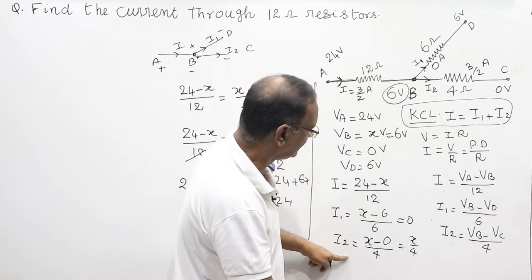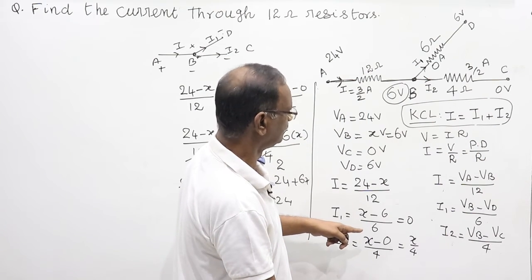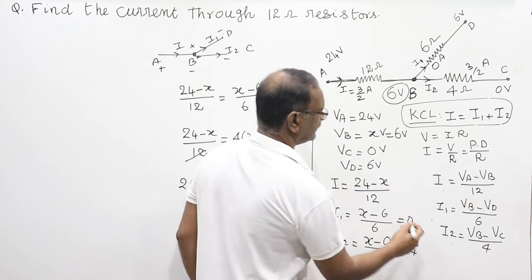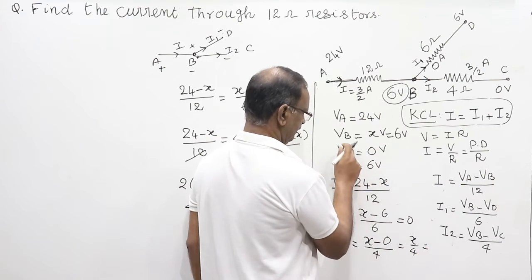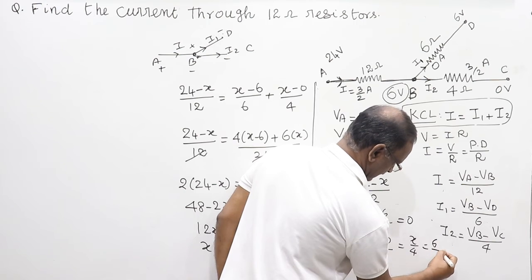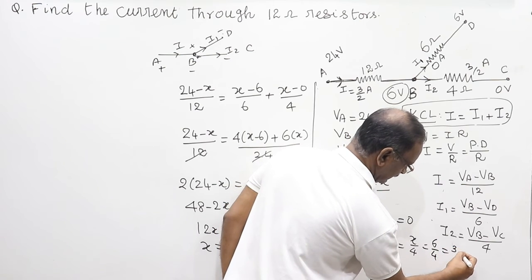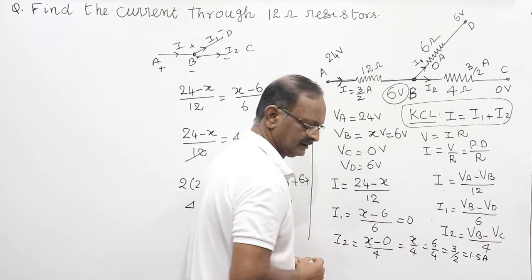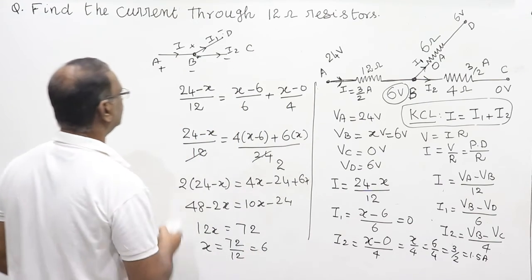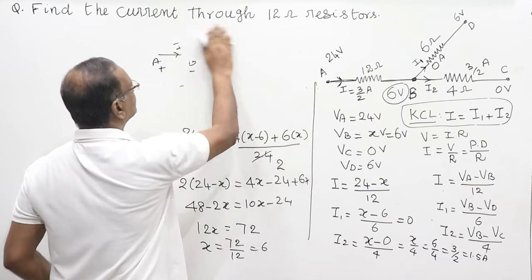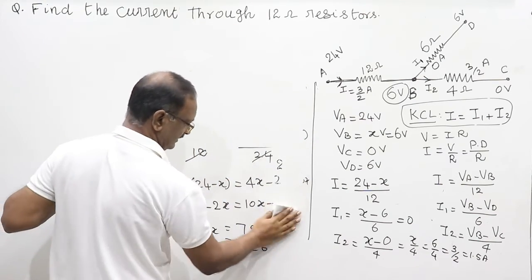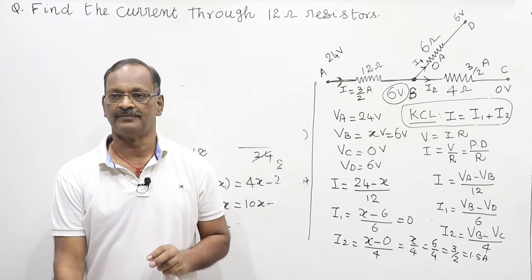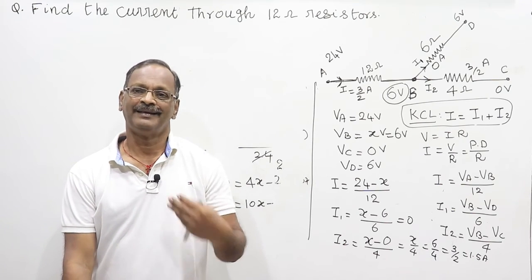Let us find out here. I2 is equal to, what is I2? I2 is equal to X by 4, where X is equal to the voltage at B, which is 6 divided by 4, which is equal to 3 by 2, that is 1.5 ampere. Now we have found all the currents. Now let us realize it. This problem is given to you to understand the basics of Kirchhoff law so that you can apply it to any type of circuit.